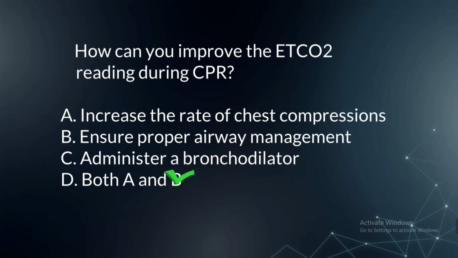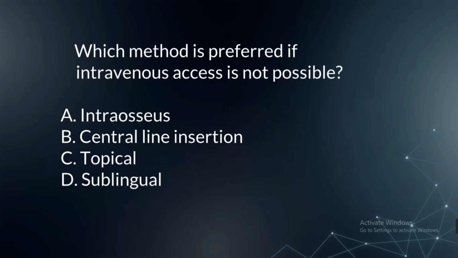out. Which method is preferred if intravenous access is not possible? So as we discussed, either it is IV or intraosseous route. So the method that is preferred is intraosseous. Central line insertion we do not prefer because it will take a lot of time and the patient will lose a lot of precious time that we can use. And intraosseous is a quick method that absorbs well.